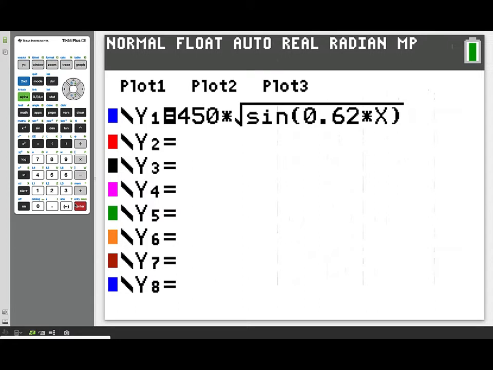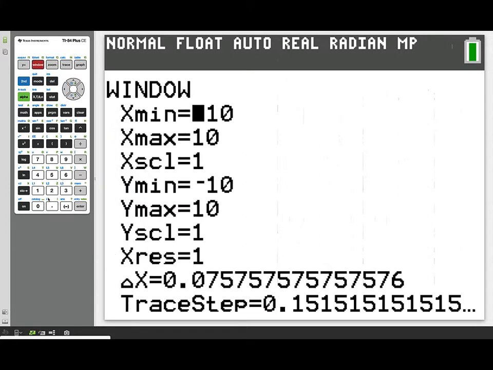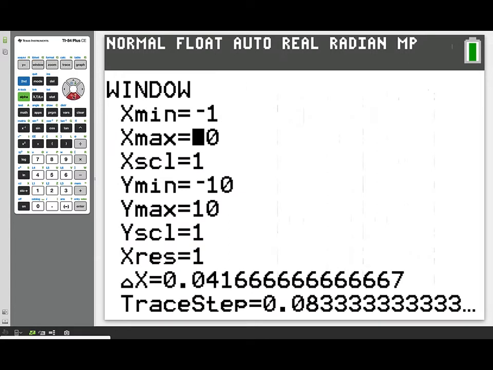So for us, x is measuring time in hours after 5 a.m. Let's go ahead and take a look at the graph of this function. Now our times don't go past 10 a.m., or for us that would be x equal 5. So I'm going to set my x min and x max to go a little bit beyond the interval from 0 to 5, so negative 1 to 6.